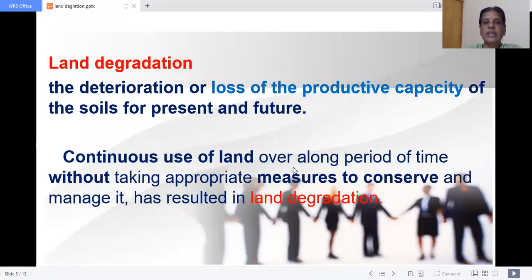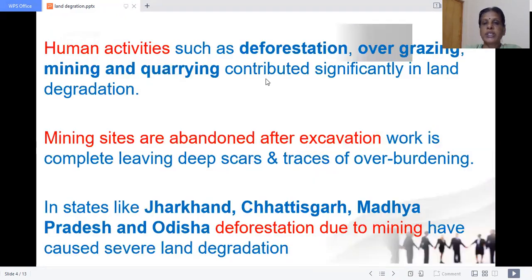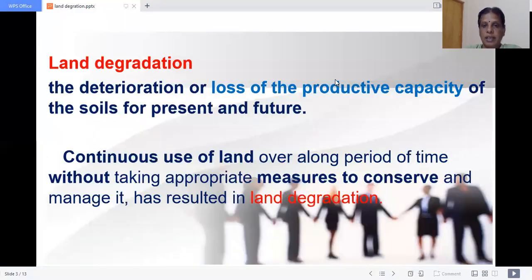The deterioration or loss of the productive capacity of land. What is the capacity of the land? Productive capacity. If it loses its productive capacity, that is land degradation. Okay, children. So, the loss of the productive capacity of the soil is land degradation. Why land degradation? Continuous use of land.